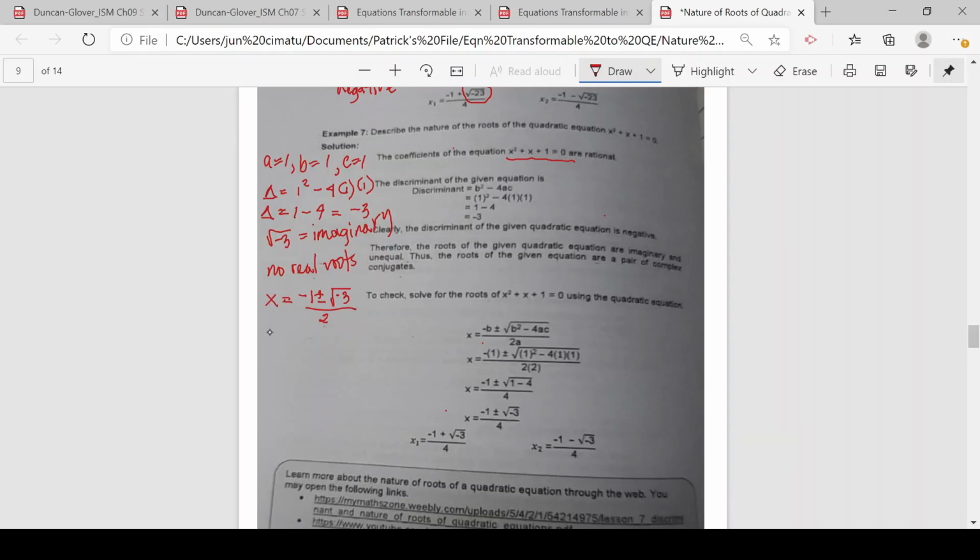times 1. So, kunin natin yung positive. So, x mo is negative 1 plus square root of negative 3 over 2. Yung x2 mo, kunin natin yung negative ng negative sign square root of negative 3. So, this is x1, x2 equals to negative 1 minus square root of negative 3 over 2.